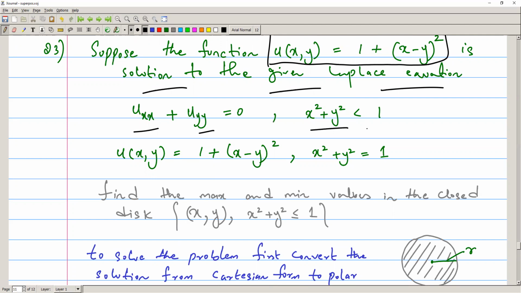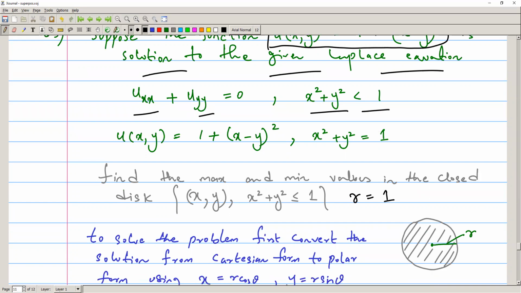And the condition is x squared plus y squared less than 1. And for the solution, the condition is x squared plus y squared is equal to 1, right? The question says find the maximum and minimum values in the closed disk {(x, y): x squared plus y squared is less than or equal to 1}. So here we can see that the radius is given as 1.